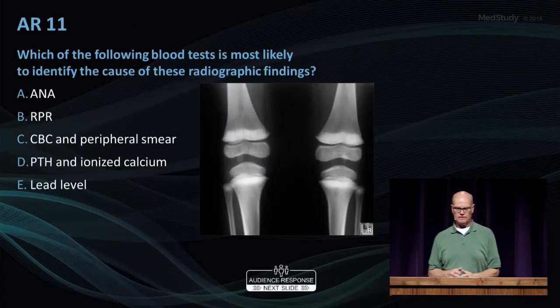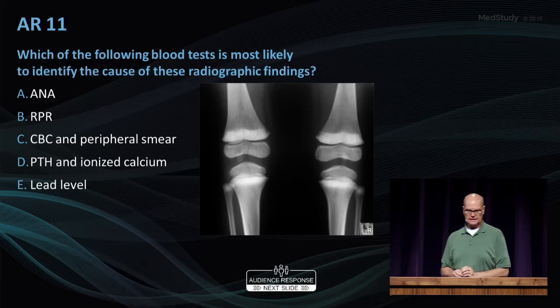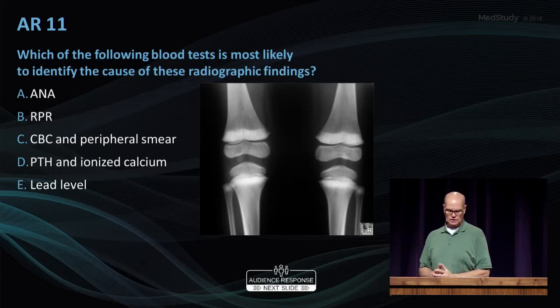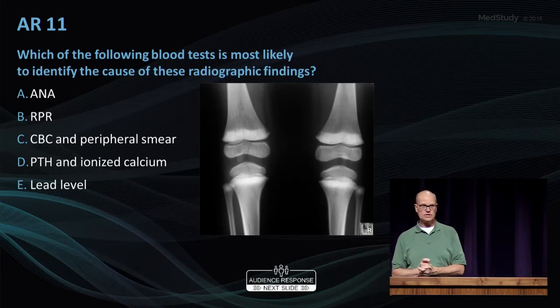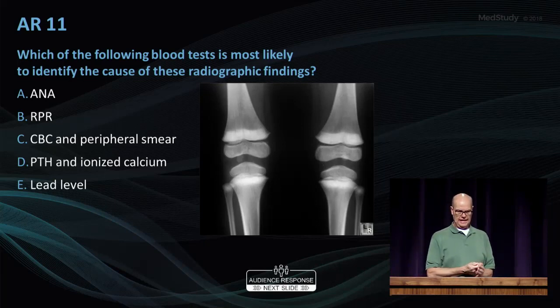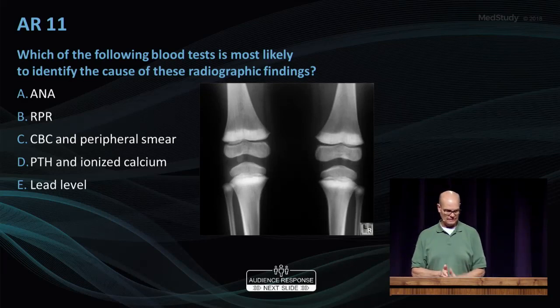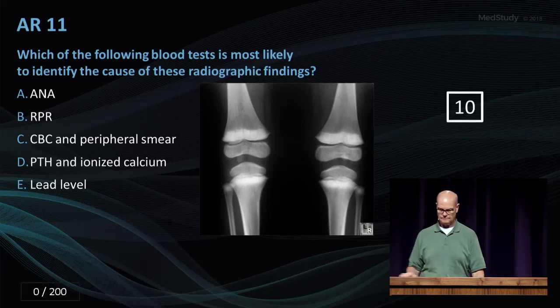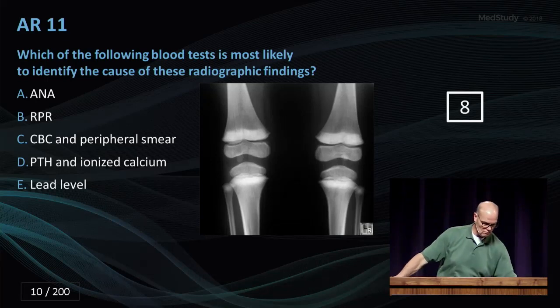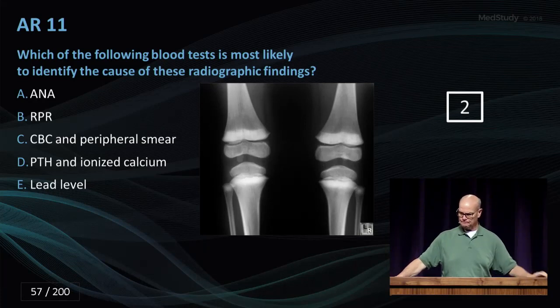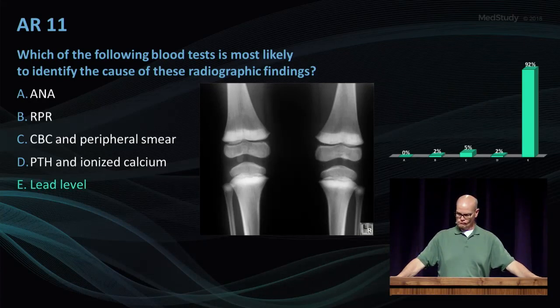All right, so which one of the following blood tests is most likely to identify the cause of the radiologic findings that you see here? An ANA, an RPR, a CBC, a PTH, an ionized calcium, or a lead level? All right, good, lead level.